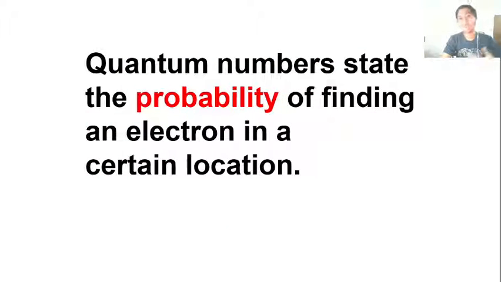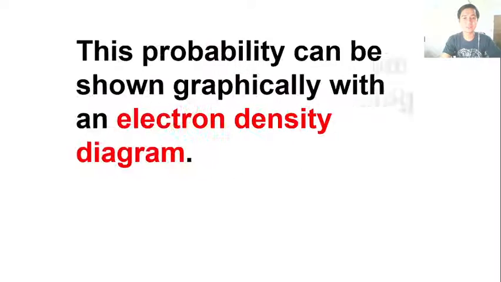So when we say quantum numbers, we are actually stating the probability only. Unlike Niels Bohr's model, where there is a fixed path and fixed location of electrons, quantum numbers are used to state the probability of finding an electron in a certain location. This probability can be shown graphically with an electron density diagram.